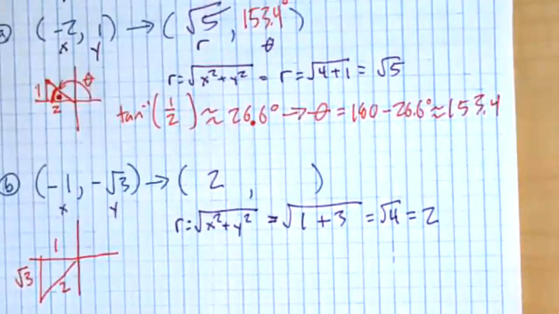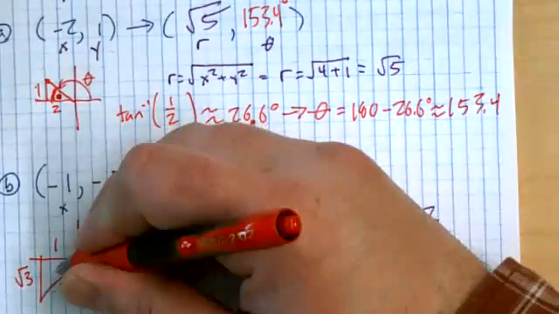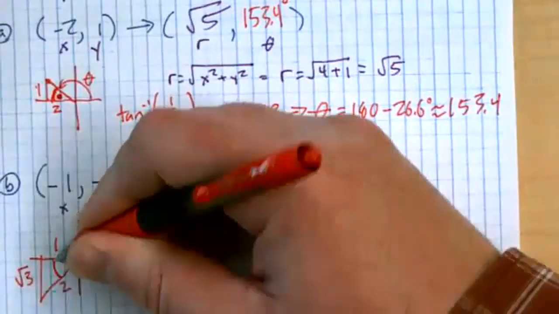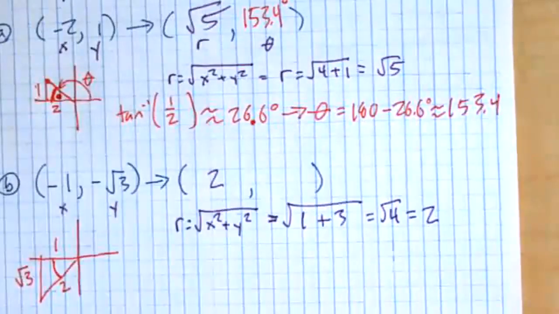Those numbers sound really familiar to me. Do they look familiar to you? 1, 2, root 3. That's a 30, 60, 90, right? Which angle would be our reference angle? Is this the 30 or the 60? It's the 60, isn't it?